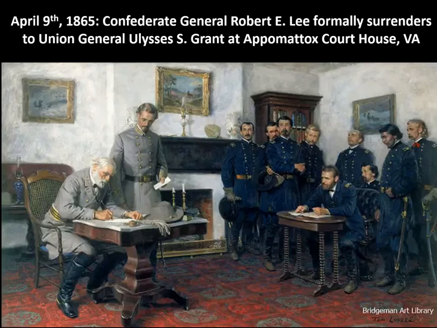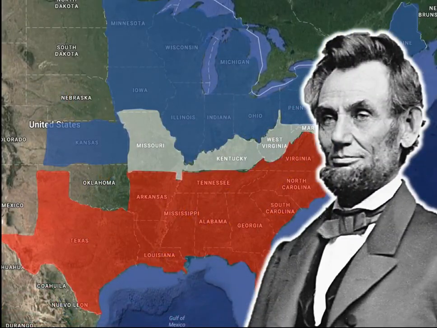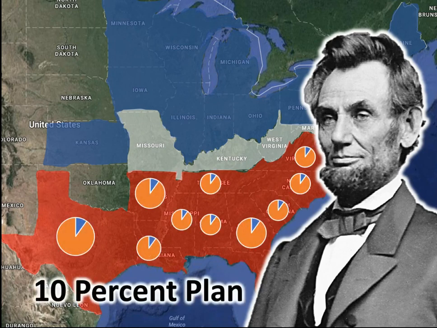On April 9th, 1865, the Confederacy surrendered and the Civil War came to an end. President Lincoln's next task was to bring the rebel states back into the Union. Because his main goal was to bring the country together, Lincoln had no strong desire to punish the rebels. His plan required only 10% of former Confederates to pledge loyalty to the United States.